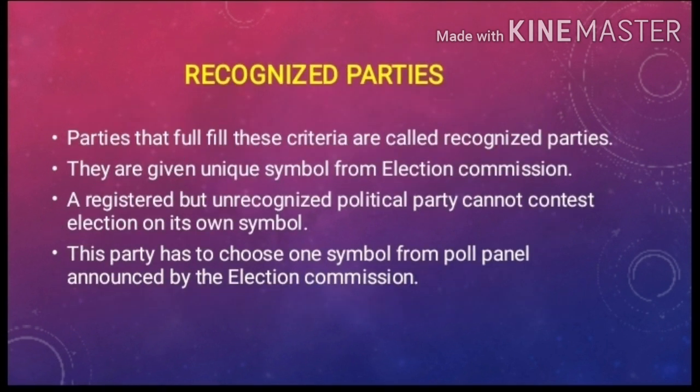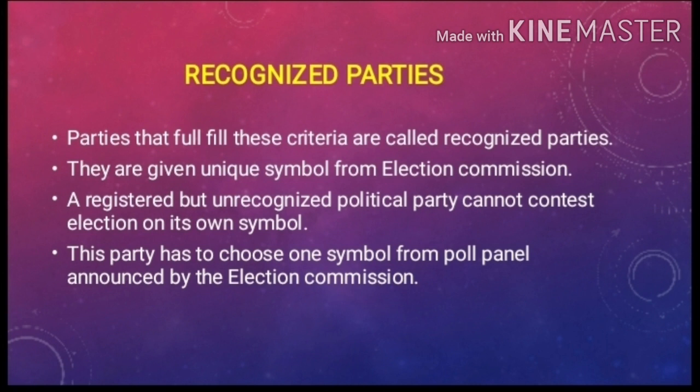Recognized party. Parties that fulfill the criteria are called recognized parties. So parties that fulfill all the terms of the Election Commission are called recognized parties. They are given a unique symbol from the Election Commission, so that recognized parties will be given a symbol from the Election Commission.